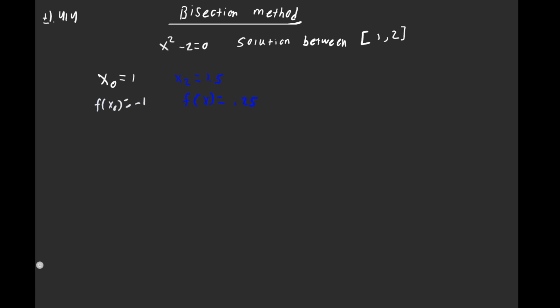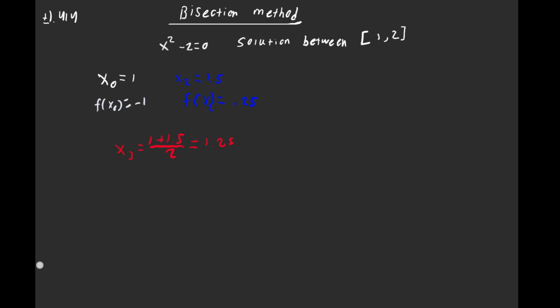-1. So we see that our y values are different since one is positive and the other one is negative. We have to find the midpoint and look at the y value's sign change. So we will use the midpoint formula. So we will have x sub 3 is equal to 1 plus 1.5 divided by 2, which is about 1.25.